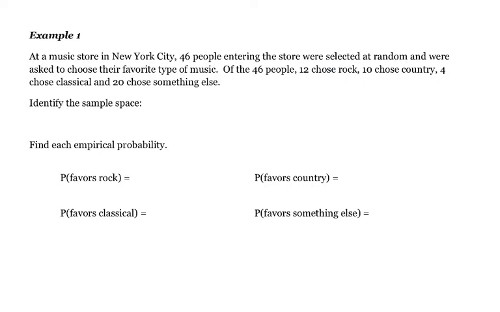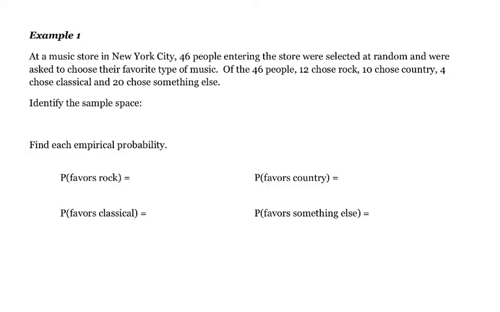Let's look at an example. We have a music store in New York City, where 46 people entering the store were selected at random and were asked to choose their favorite type of music. Of the 46 people, 12 chose rock, 10 chose country, 4 chose classical, and 20 chose something else.